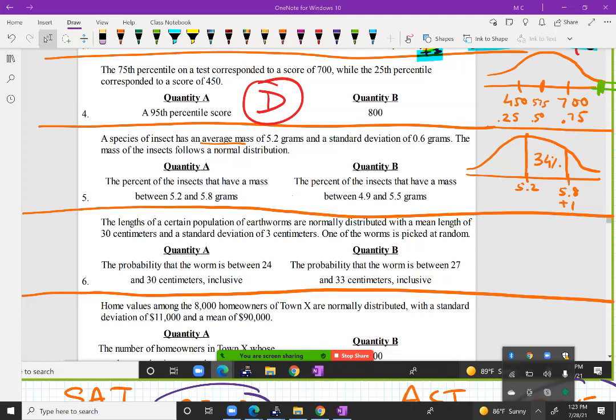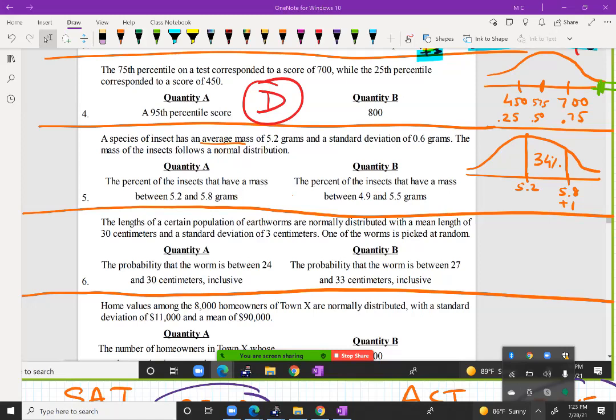27 and 33 is 68%. B is higher. You got B? Yeah, B is right. Make sense? I picked B because it was 68%, and A would only be 47.5%. You're right.